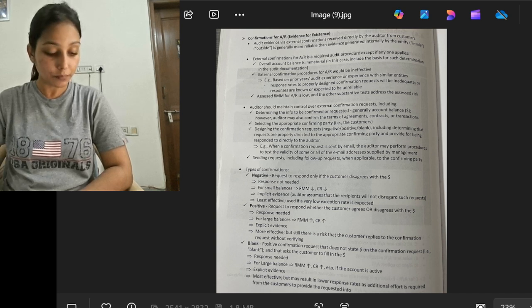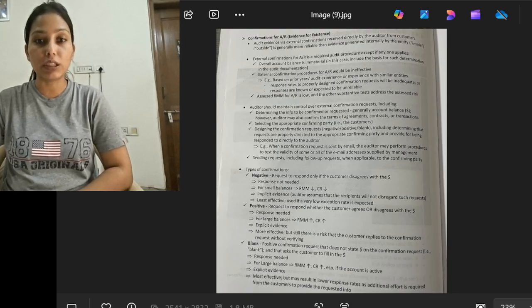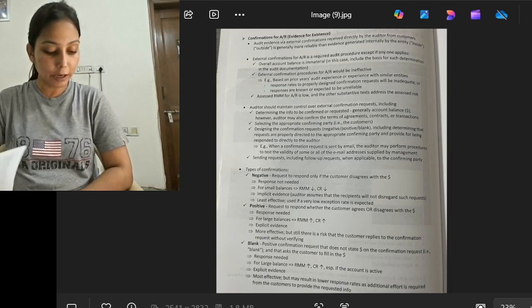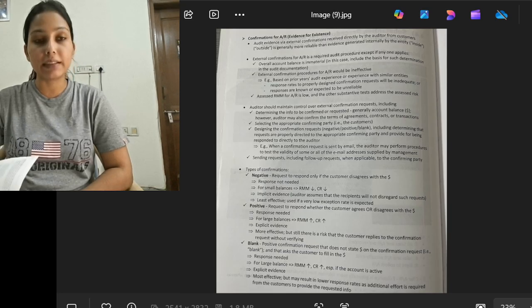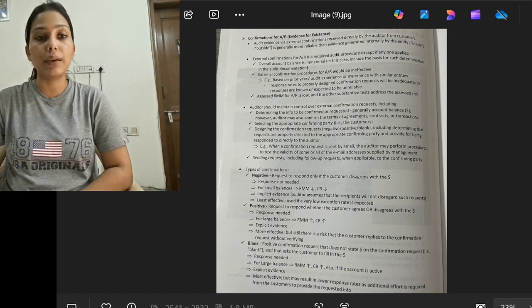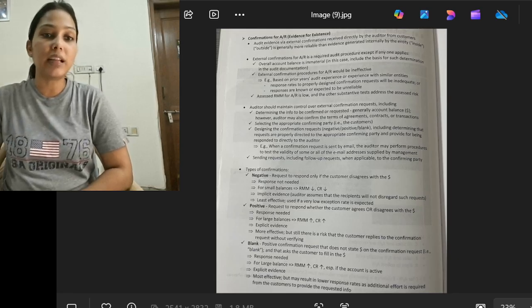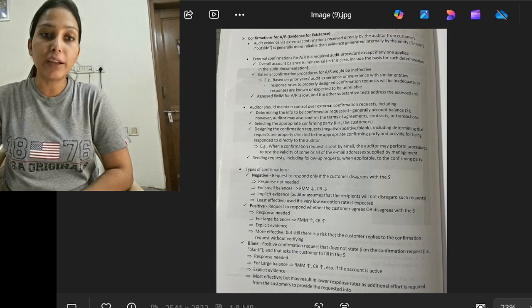There are three types of confirmation that we will be discussing: positive confirmation, negative confirmation, and blank confirmation. Negative confirmation is something where we request the customers to respond only if they disagree with the balances. So we provide them a number. We say that the entity has 10 rupees due from you. Please confirm if you also owe 10 rupees or not.